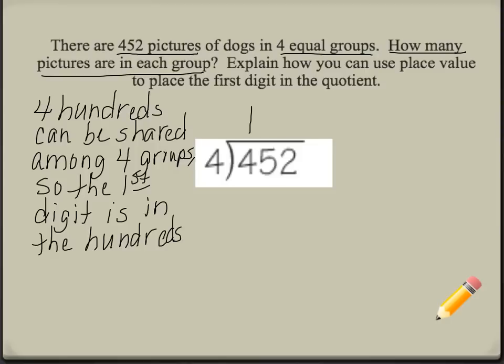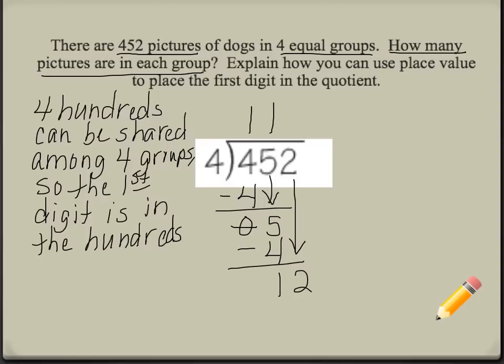Now let's go ahead and divide. So I said that we know that it will go in there 1 time. So 4 times 1 gives us 4 hundreds that I'm going to subtract from the 4 hundreds in the problem. I have no more hundreds. I'm going to bring down my 5 tens. Well, 4 groups, can I share them with 5 tens? Yes, I can. Again, I could share them with 1 per group. So 4 tens goes into 5 tens 1 time. And 5 minus 4, I have 1 ten left over.